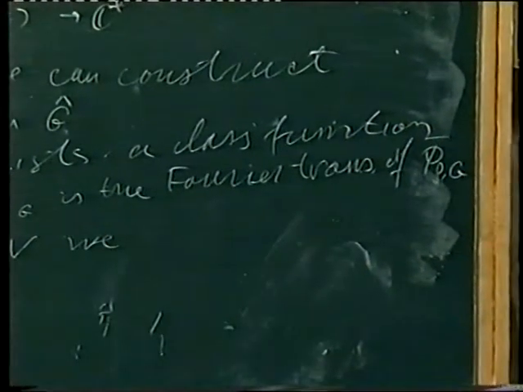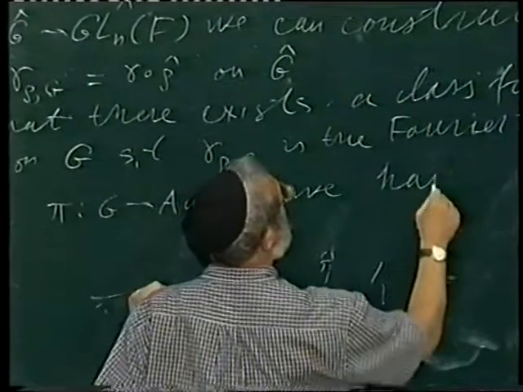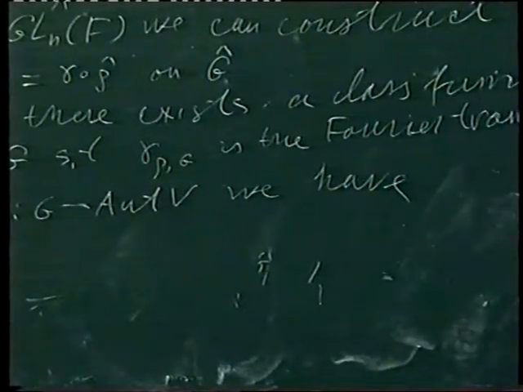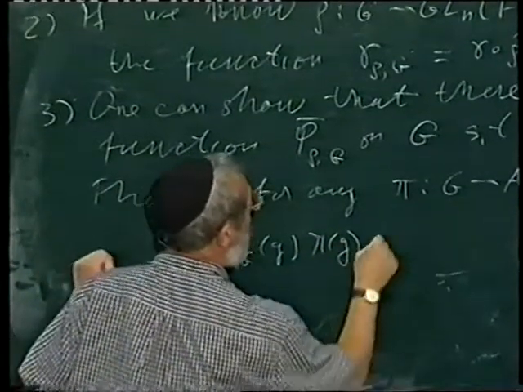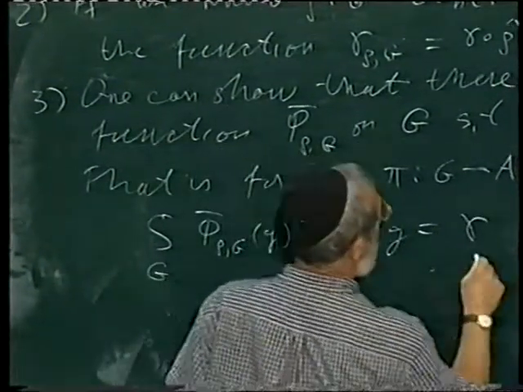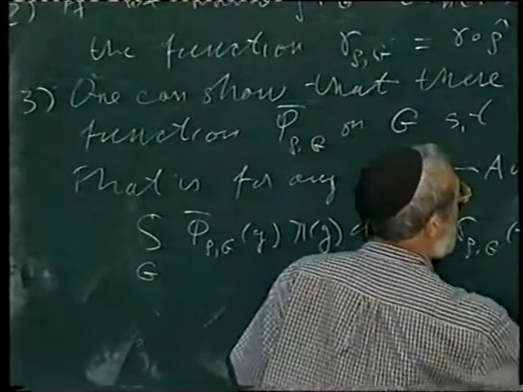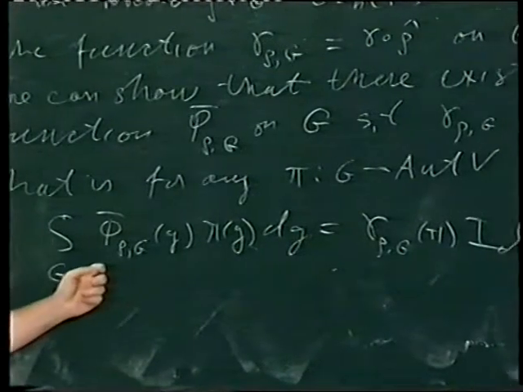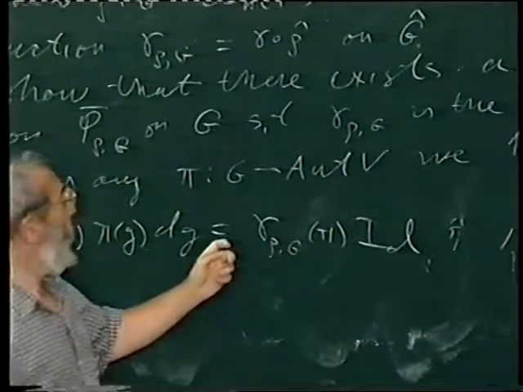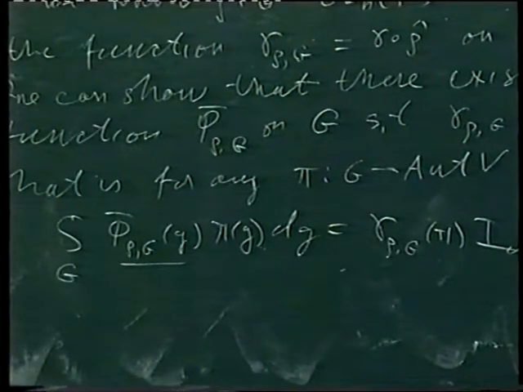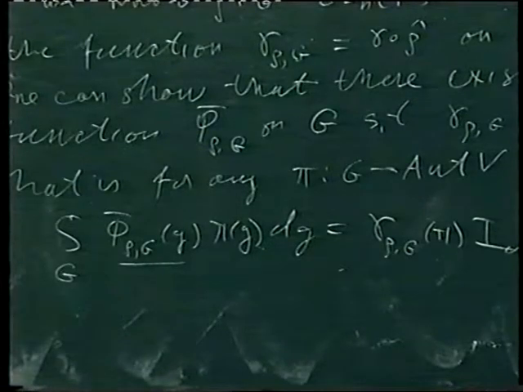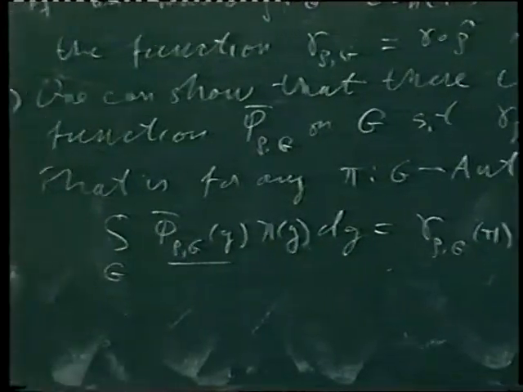For finite groups, we know it very well. We have the integral over G of f bar_rho,G of g, pi of g dg, is equal to gamma_rho,G of pi. This is just the usual Fourier transform on a finite group, which gives you a one-to-one correspondence between functions on the space of representations and class functions. So this is the function which we want to construct. The function depends on G. It's a class function on G.